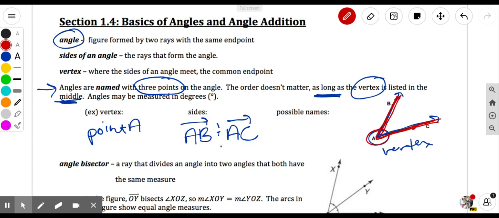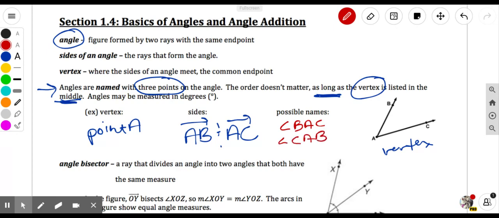If this had other points on it, like if there was a D here, then it could be called BAD, DAB, CAB. The list goes on. So the more points you have on the angle, the more options there are to name the angle. The important part here is that you remember that you can name it with 3 letters as long as the vertex is in the middle. So for possible names, we're going to say angle BAC, angle CAB.